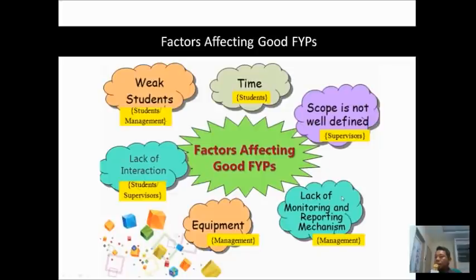And then in terms of lack of monitoring and reporting mechanism, maybe the management, and then also management, and then lack of interaction between student and supervisor. Maybe the supervisor is too busy until it is very difficult for the student to find a suitable time to meet the supervisor, or the supervisor always runs after the students. Okay, the students are busier than the supervisor.